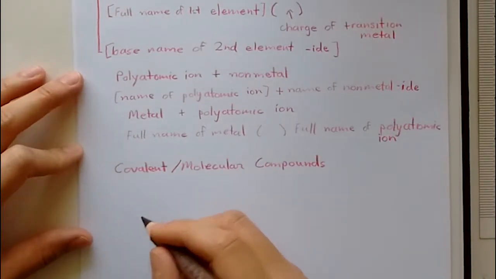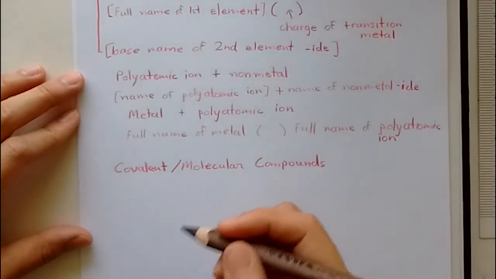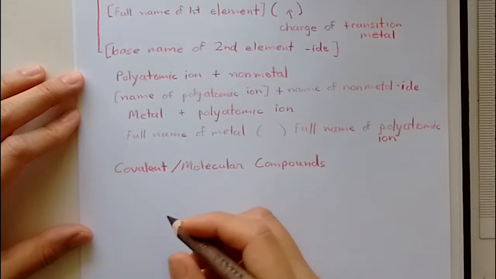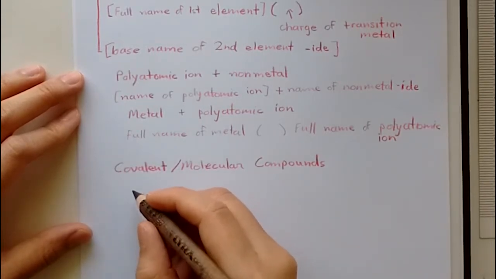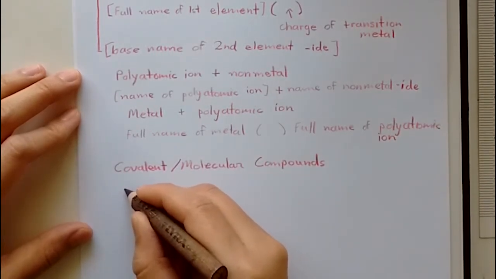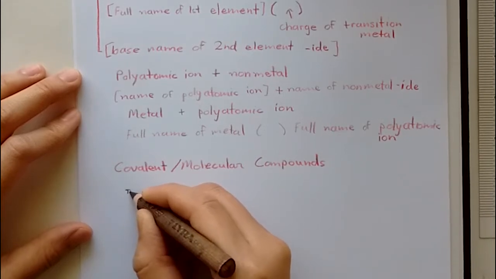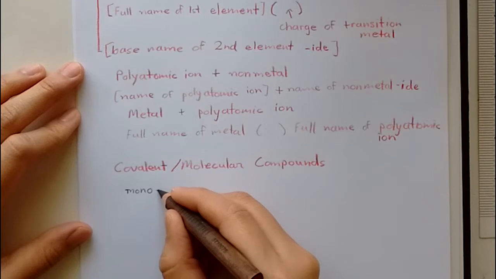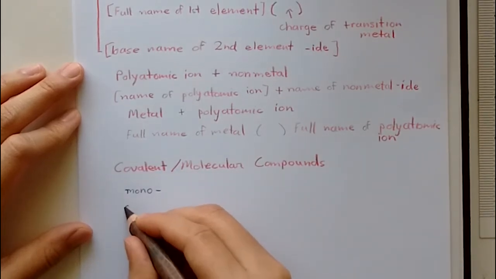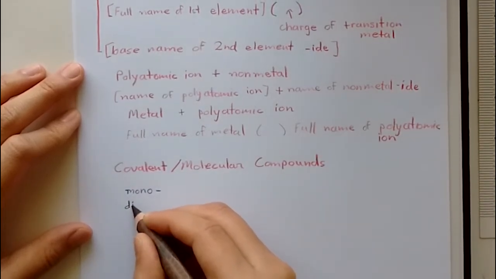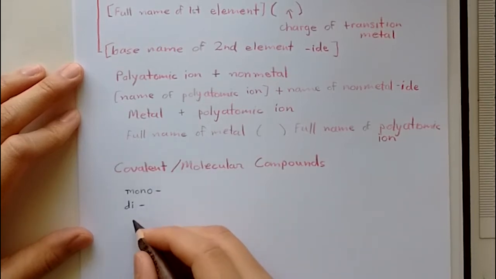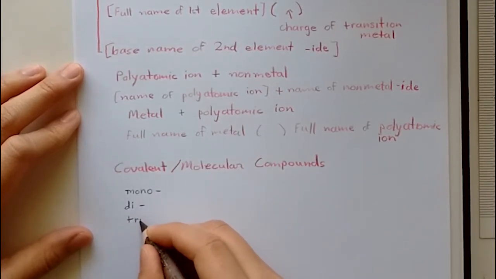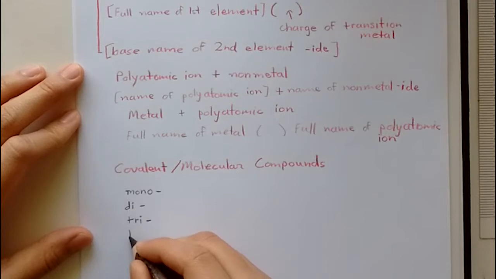For these, you would use the prefixes that indicate the number of atoms of each element in a compound. So we want to really know those prefixes. So just put here: mono indicates 1, right? Di is 2. Tri is 3.